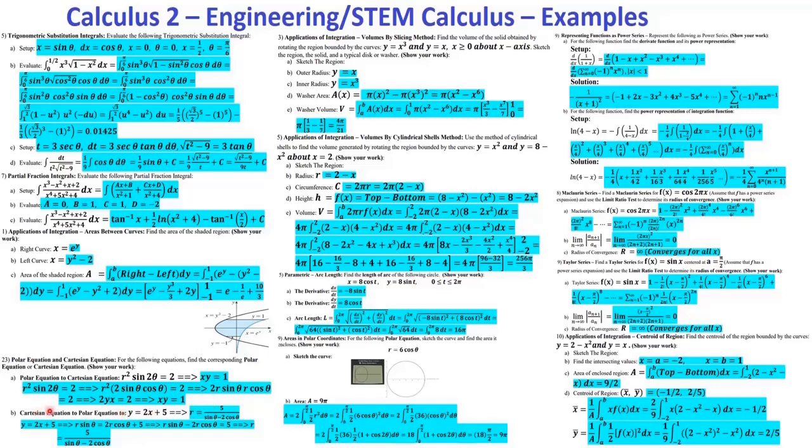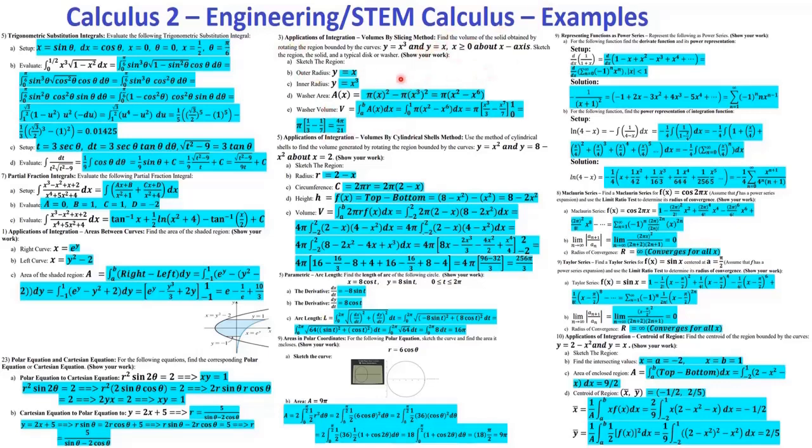Then Cartesian equation to polar. For example, if you have y equals 2x plus 5, then to convert this, y is r sine theta, equals 2 times x, which is r cosine theta, plus 5. That is r sine theta minus 2r cosine theta equals 5, that is r equals 5 over (sine theta minus 2 cosine theta). And I have an application of volume by the washer method.